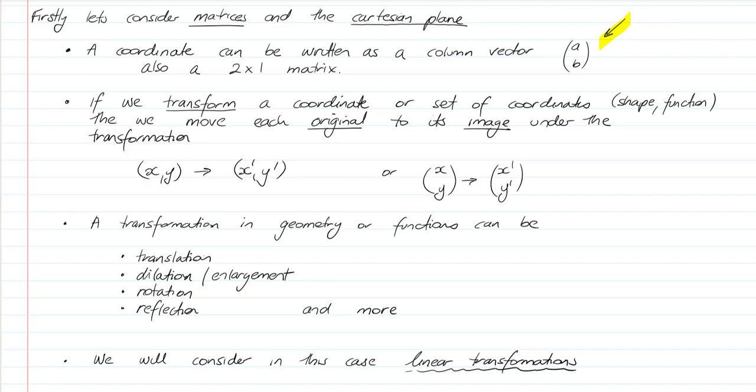So if we transform a coordinate or a set of coordinates, first of all, we have a coordinate or a set of coordinates, which is a shape. Obviously if I define 4 coordinates, that might be a square or a trapezium or something like that. And so we can transform a shape just by transforming a whole bunch of different coordinates. We start with the original and then we end up at the image under the transformation. So when you do the transformation, you move from the original to the image. (x, y) goes to (x', y'). We use these little dashes to represent the image, and we can write it as a column matrix as well, rather than a coordinate.